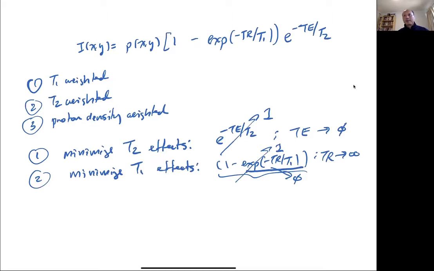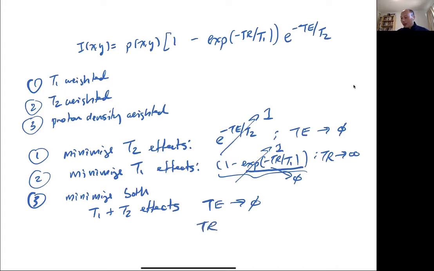such that 1 minus that exponential term goes to 1. Right. And third, for proton density, we want to minimize both T1 and T2 effects. And the way we do that then obviously is making TE go to 0 and TR go to infinity.